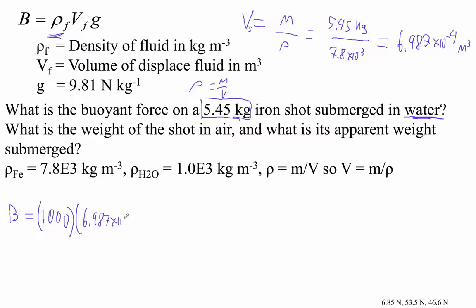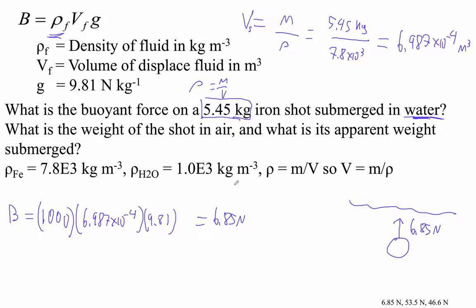6.987. All these great names, right? And then the g is just 9.81. So the buoyant force on this thing is 1,000 times that answer that I just got times 9.81, and I get that it's 6.85 newtons of buoyant force. So here it is under the water, right? Here's this steel shot, and there's a force of 6.85 newtons acting up.